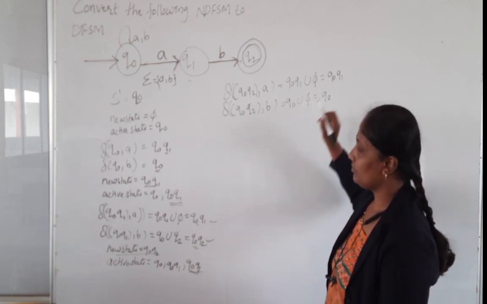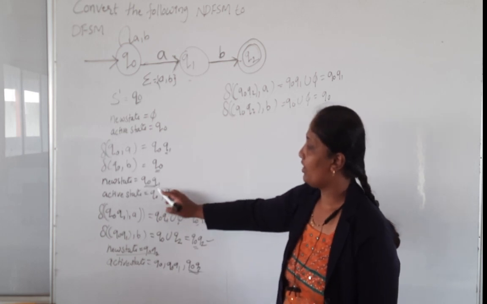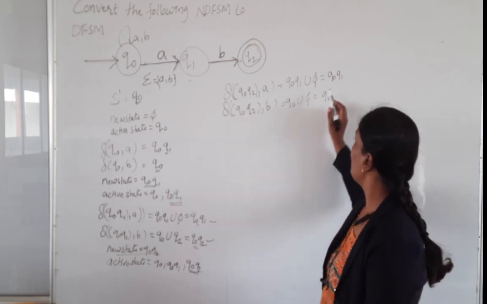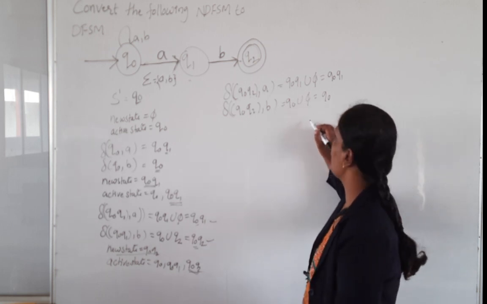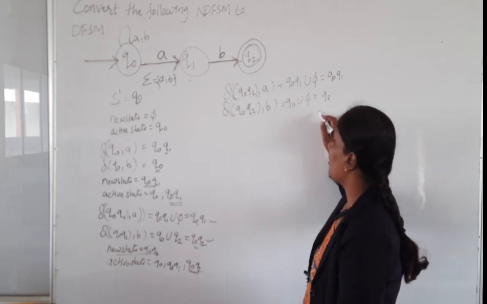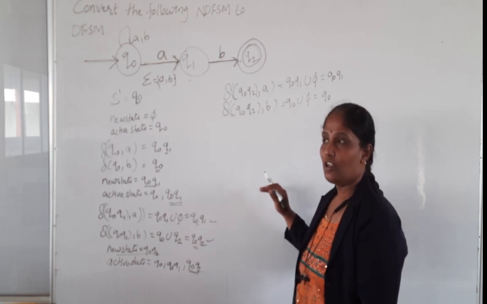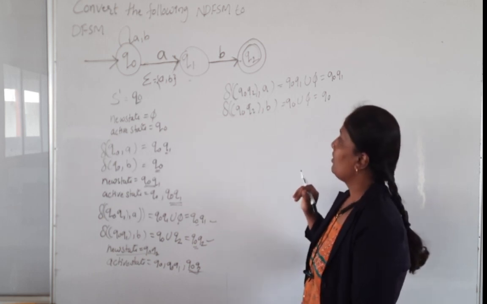So are there any new states? See, Q0, Q1, yes, Q0, Q1 was in the new state. Next, Q0 is already there in the new state value. So I am not getting any new state here, so I will stop.